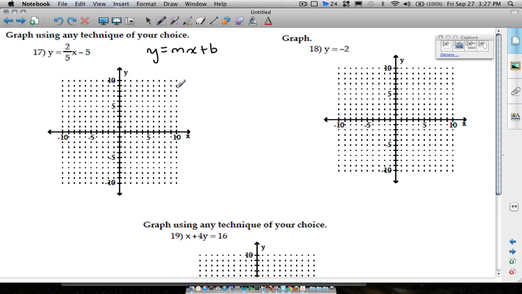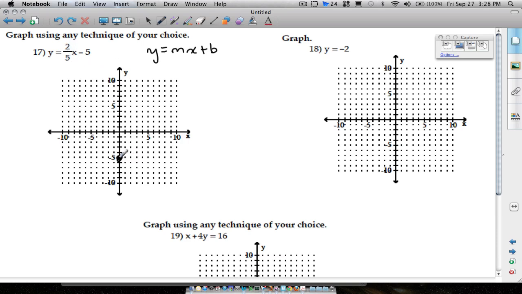I would not do a t-chart. I would not do x and y intercepts. I would use my information, my knowledge of this. If we have an equation written like this, that negative 5, the b is the y-intercept. So we have our first dot that we can go ahead and put on the line. That m, as I mentioned earlier, the number in front of x, as long as y is by itself, that number there is the slope. So we rise 2, go to the right 5.